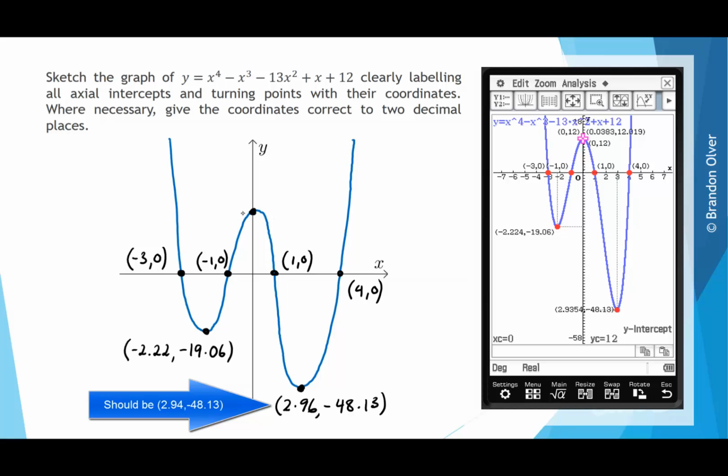We had the y-intercept being at 0, 12, and the turning point, just slightly on the positive side of the y-axis, was at 0.04, 12.02. So again, it may have looked like the turning point and the y-intercept were the same point, but when we went analysis G-solve and found those two features, they weren't the same. So you need to be really careful that you don't assume something about a graph and that you actually check it.